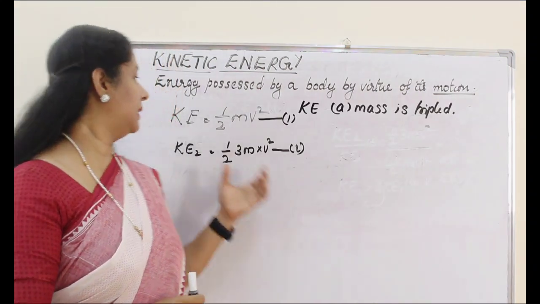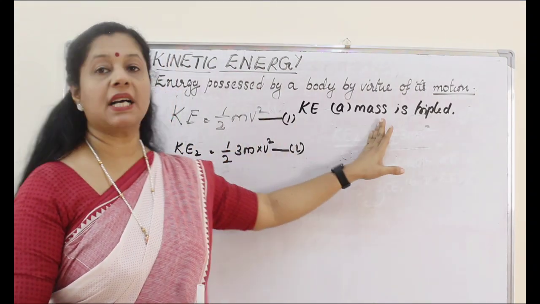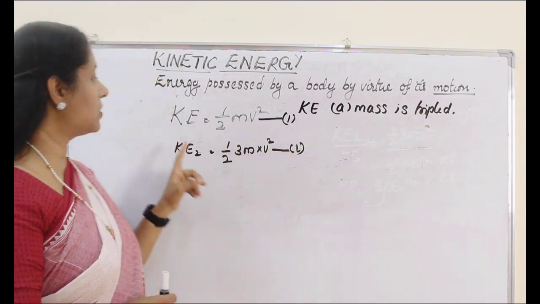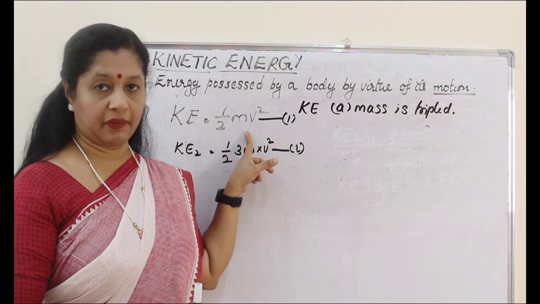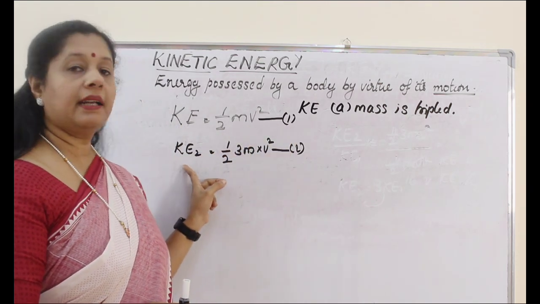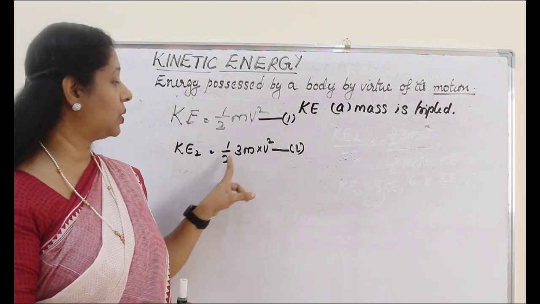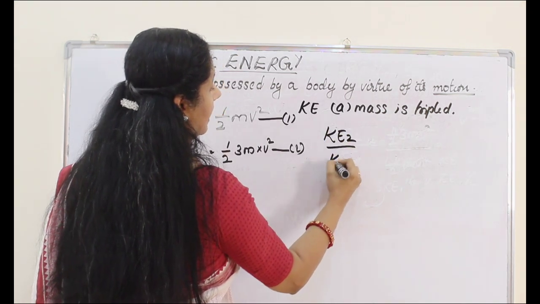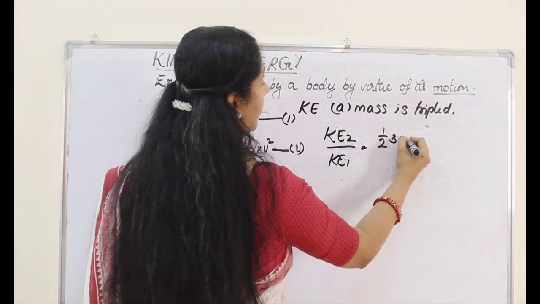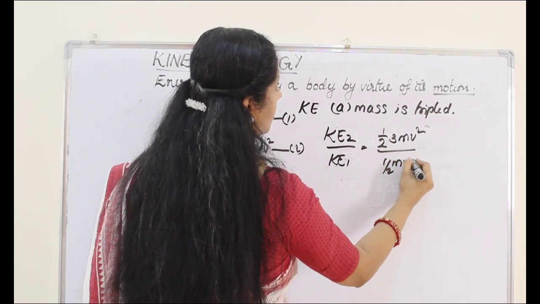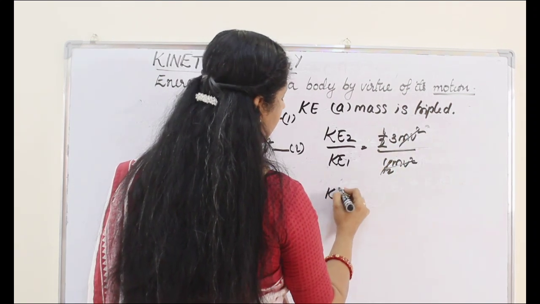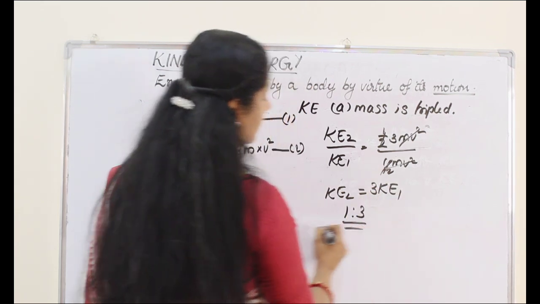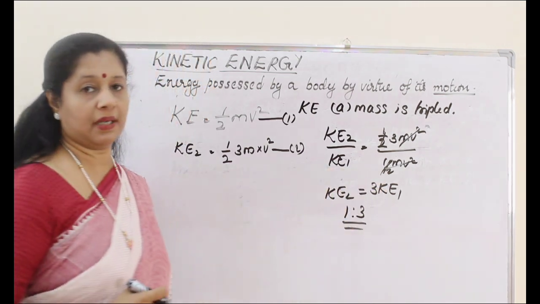So let's see a small example. How is kinetic energy affected if mass is tripled? Without solving, we know that it is going to be 3 times because it is directly proportional. But how to solve it? KE is equal to half mv square. The initial one we can take as 1, and for the second condition, mass is tripled, so I write 1 by 2 into 3m into v square. Now we have to find the relation KE2 by KE1. So 1 by 2 into 3m v square by 1 by 2 m v square. All the common factors will go. So KE2 is equal to 3 KE1. So the relationship is 1:3, or it is 3 times the first one, tripled.